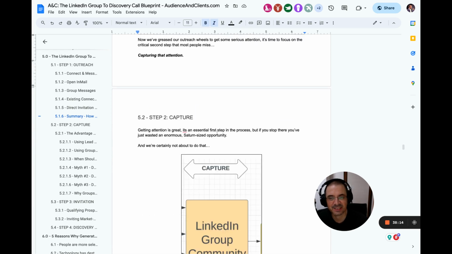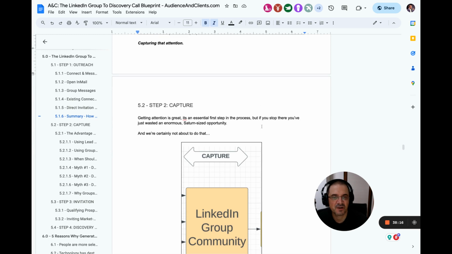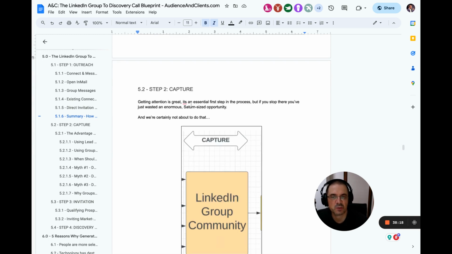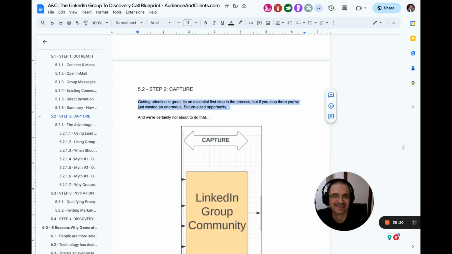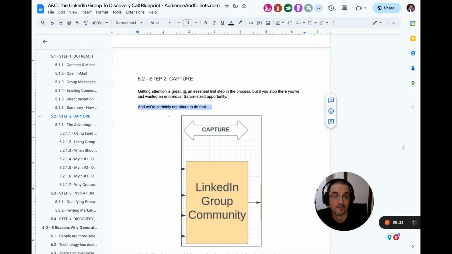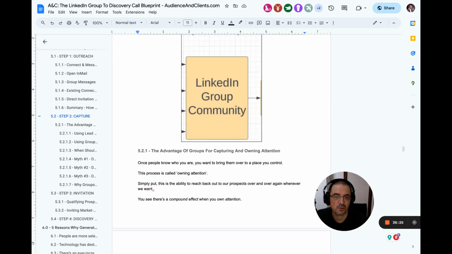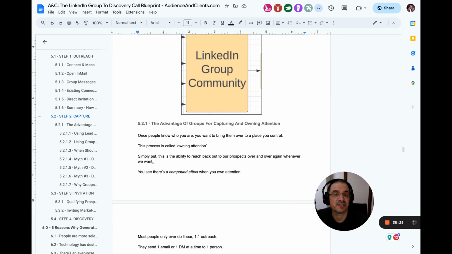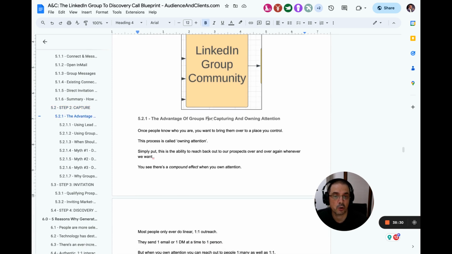So getting attention is great. It's an essential first step in the process. But if you stop there, you just wasted an enormous Saturn-sized opportunity. And we are not about to do that. So let's talk about groups and the advantages of groups for capturing and owning attention. See, once people know who you are, you want to bring them over to a place you control. This is critical. This process is called owning attention.